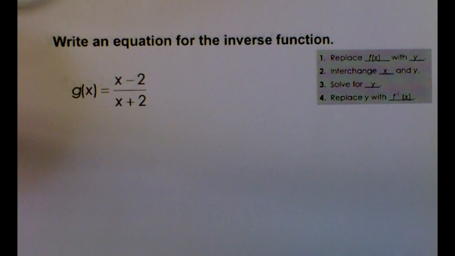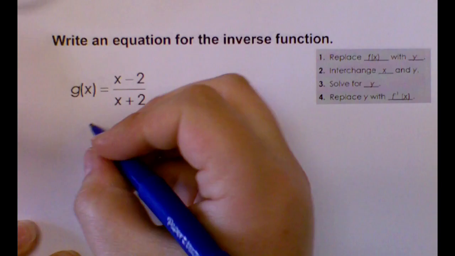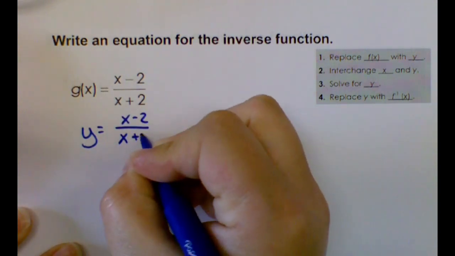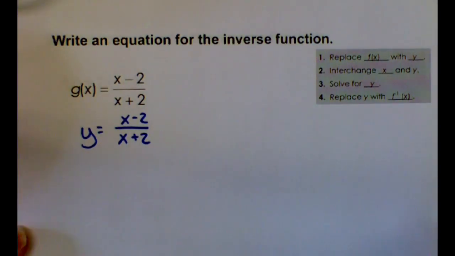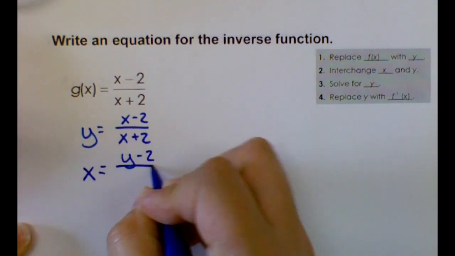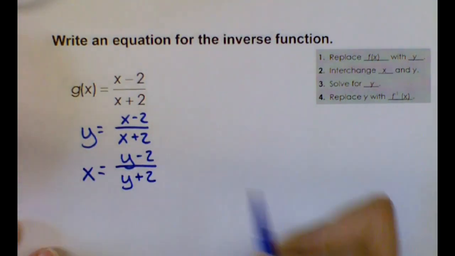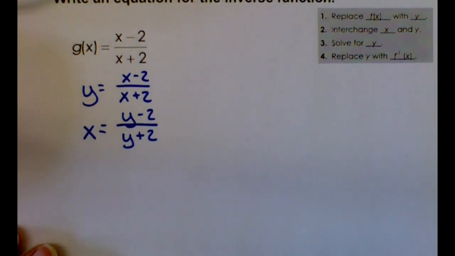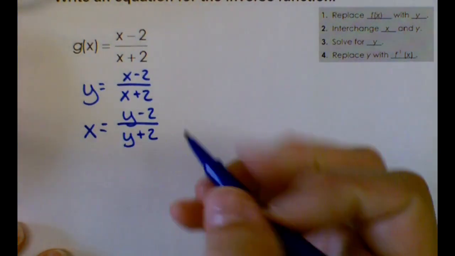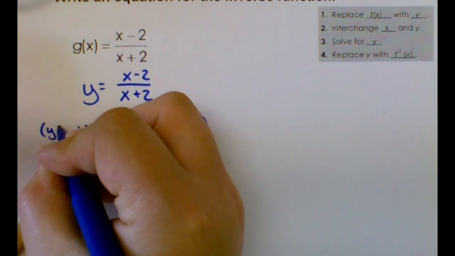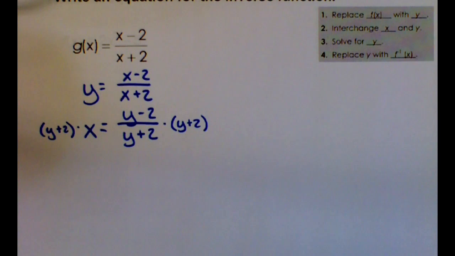All right, this one's a little trickier. So we start by changing g of x to y. Then we switch all y's to x's and all x's to y's. So I get x equals (y minus 2) over (y plus 2). When you have something like this, there's a few tricks. First of all, I want to get rid of the fraction. So I'm going to multiply y plus 2 on both sides. That gets rid of my denominator.